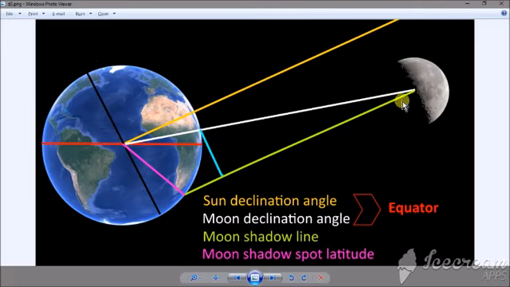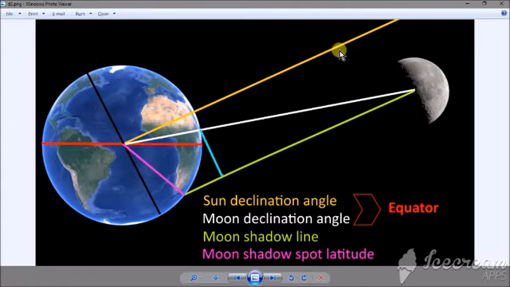The green line is the shadow line of the moon, and of course it's parallel to the light source. This is not the moon phase from the Earth, this is just to show the direction of the light. The purple line here is the moon shadow spot latitude. This is the latitude of the shadow of the moon. So this is what we need to know, this angle from the equator to this purple line.